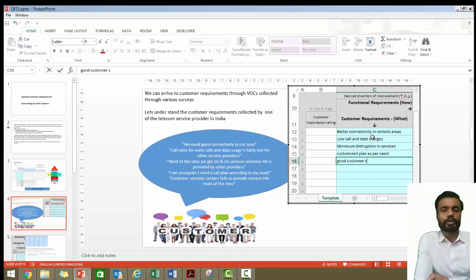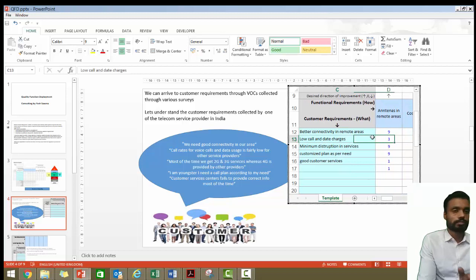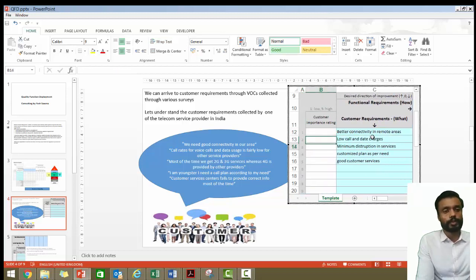We have filled in the customer requirements in our first house. So these customer requirements would be weighted according to the importance of the customer. So for example, better connectivity in remote areas. Let's say for example, it is 3 on a scale of 1 to 5 to customer. Low call and data charges, I think it should be 5 on that scale. Minimum disruption in services, it could be again 5 on that scale. Customized plan as per need, it could be 3. And good customer service, again 5.